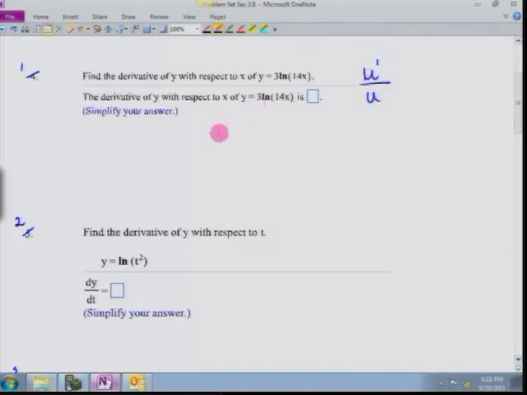But we've got this 3 out here. So 3, what's u prime? 14, over, what's u? 14x. So what do we end up with? 3 over x. 3 over x. Okay? So if you just remember this, and you remember where your u actually is, you'll be okay.